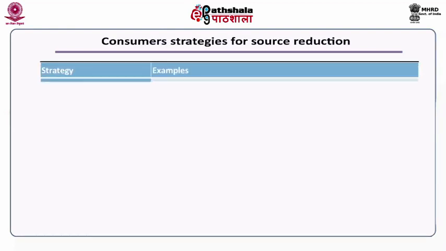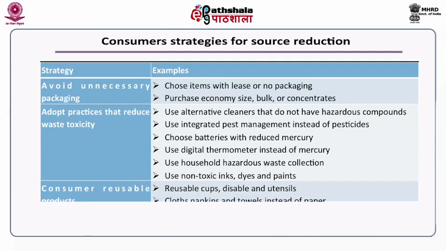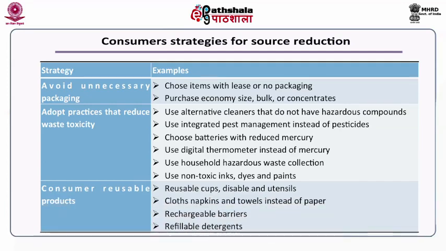Now, this table summarizes the various consumer strategies for source reduction. Many of these I have already told you. To avoid unnecessary packaging material, you can choose items with least or no packaging material. Then you can purchase items in bulk or economic size packages or concentrates that will again minimize the unnecessary packaging material. Then you can adopt practices that can reduce waste toxicity, like you can use alternative cleaners that do not have hazardous compounds. You can use integrated pest management, which will minimize the pesticide usage.